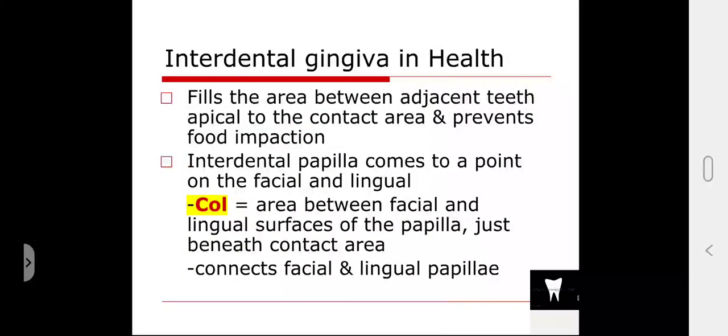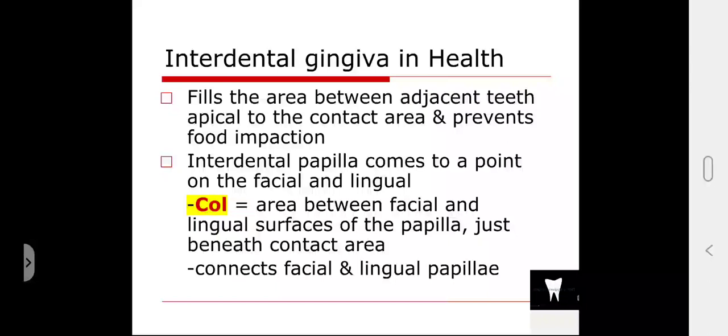The interdental gingiva is so important, because this is what fills the area between the adjacent teeth apical to the contact area and prevents food impaction. So one of the main complaints of our periodontal patients, especially those that have had any kind of periodontal surgery, is that they're getting food caught in between their teeth. Well, this is because they have lost this interdental gingiva.